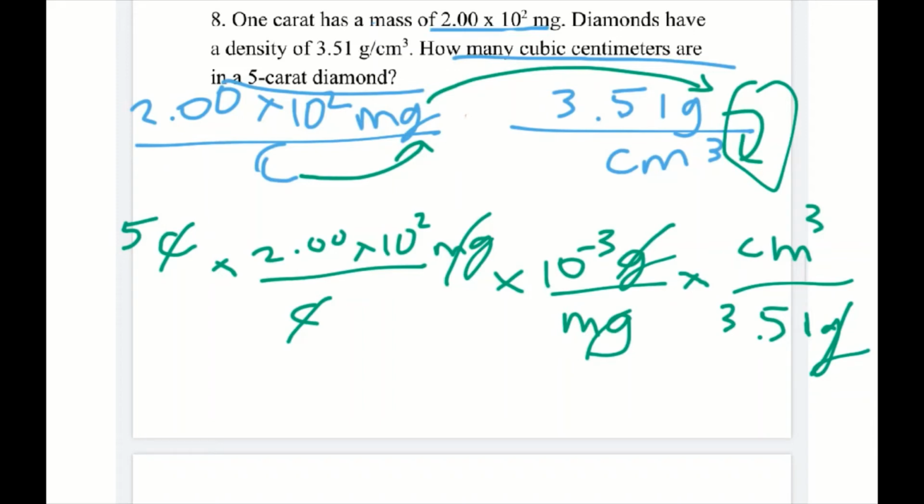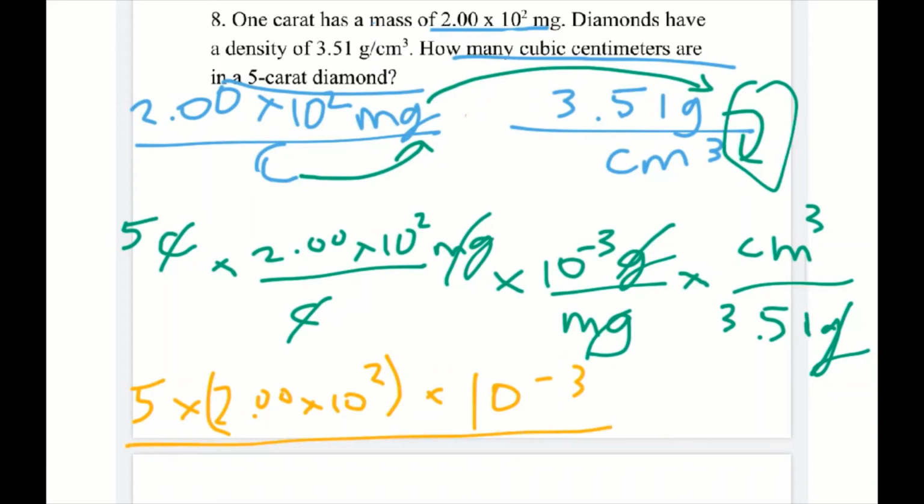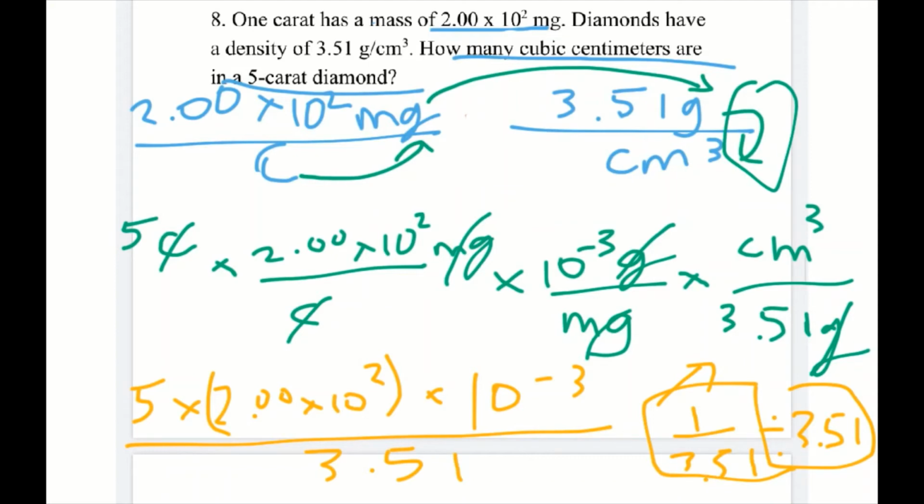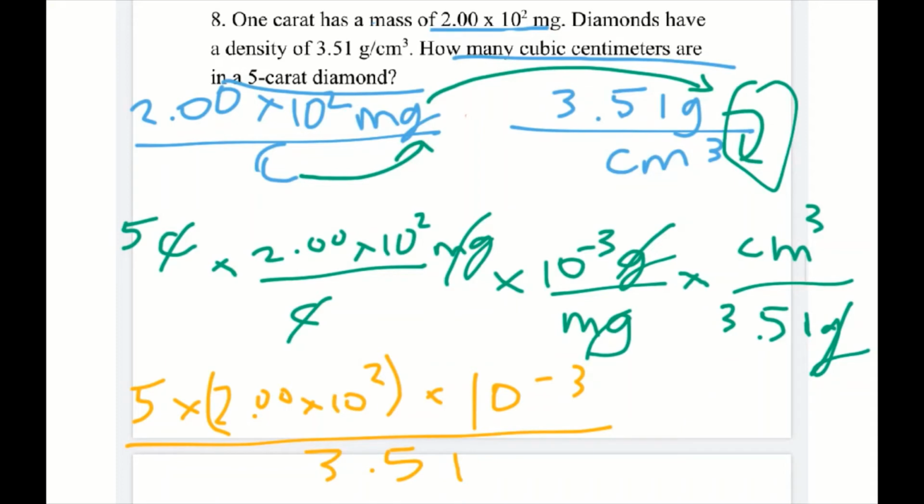So we are doing basically this. Let's do a different color. I'm going to do it in, how about yellow? 5 times 2.00 times 10 to the second, let me put a parentheses around that, times 10 to the negative third, and then divide that all by 3.51. Because if you're multiplying by 1 over 3.51, you're essentially just dividing by 3.51. These two are exactly the same thing in terms of meaning. So let me undo that.